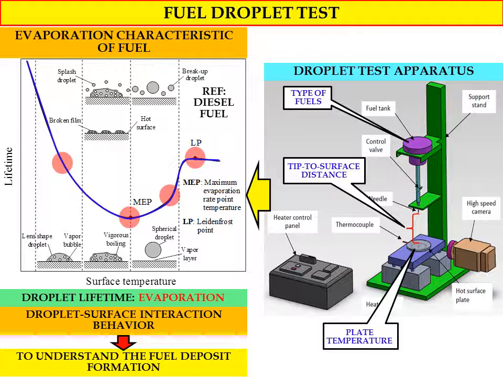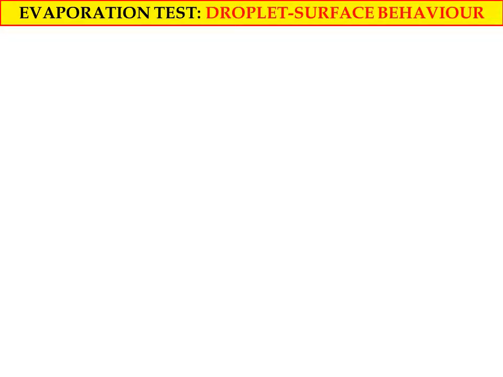So we need to know this behavior in order to understand the fuel droplet deformation. This behavior is one of the factors that can be used to explain the fuel deposit formation in an engine. Now we'll discuss the evaporation test results in terms of droplet surface behavior.